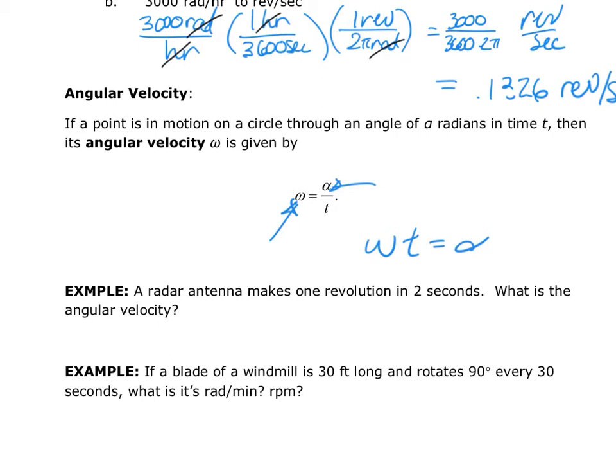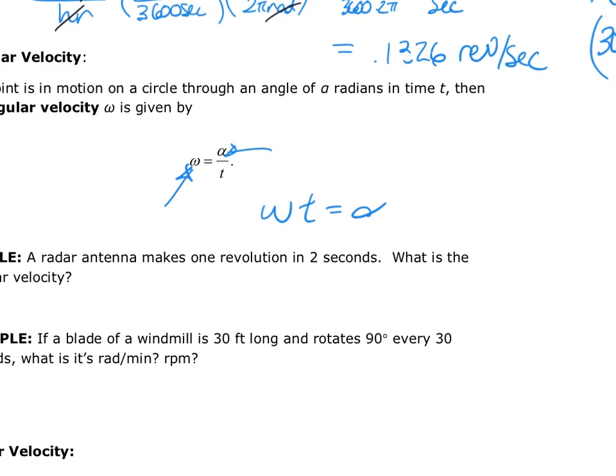So if you're looking for alpha, then you would do that. If you're looking for the time it takes, then you do your alpha divided by your omega. So if you want to know how long it took in terms of your angle, you have the angle that's given to you, and you have the angular velocity, and you just want to know the time, then you do it that way. It's kind of like the rate times time equals distance type formula. We can just keep moving stuff around until we get to what we want.